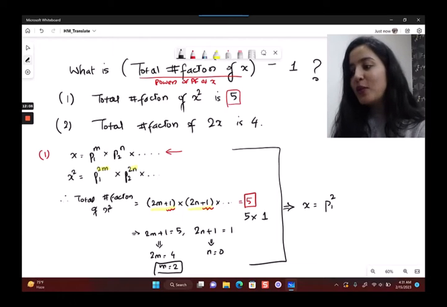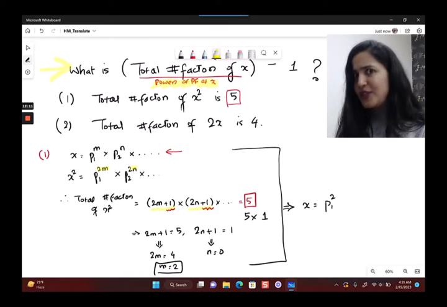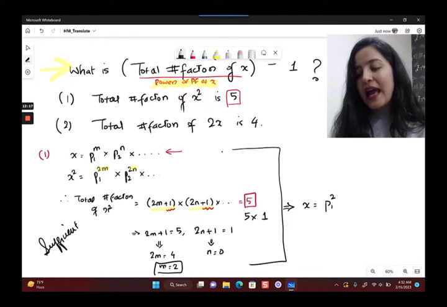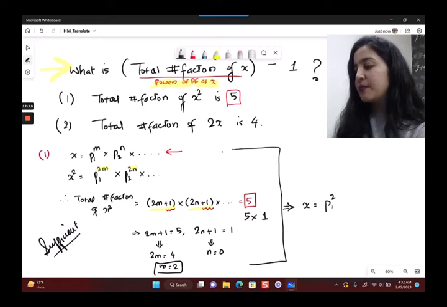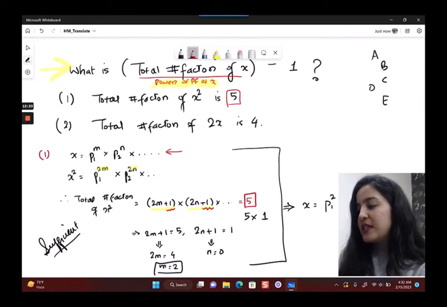And remember, you only wanted powers, no? You wanted powers of prime factors of x. Come back to the stem up top and you have that here. You're done. So this statement is sufficient alone, and this will help you reject some choices. Let me write that down here for you. So out of the 5 choices, I can now reject B, C, and E.